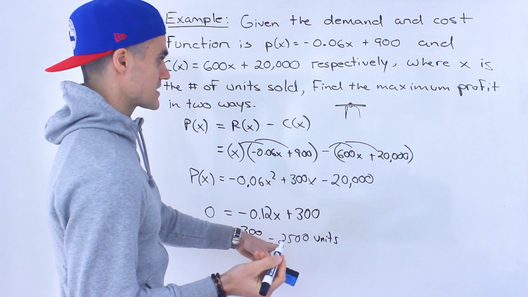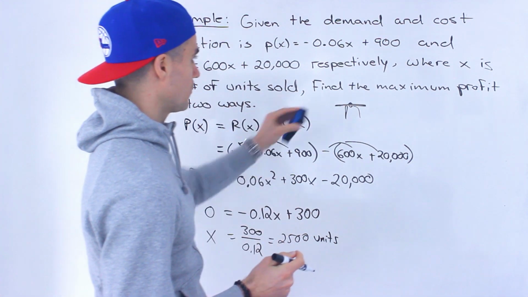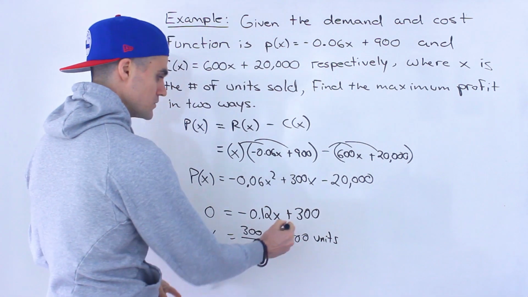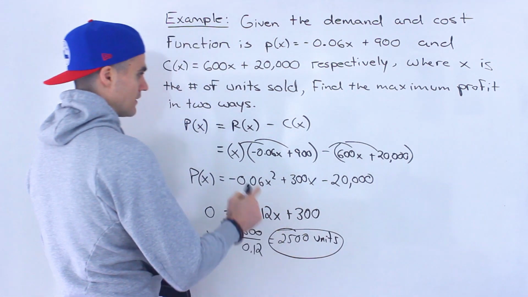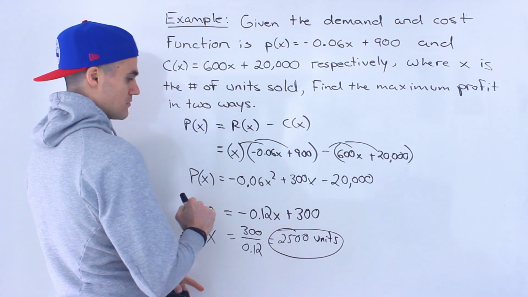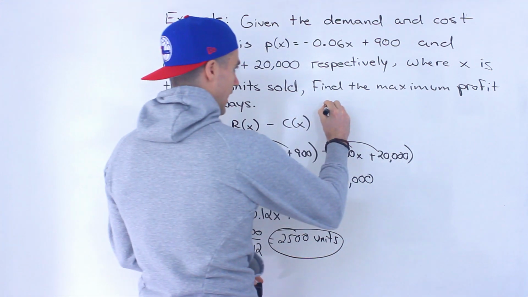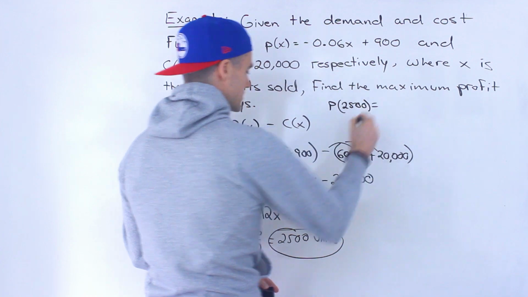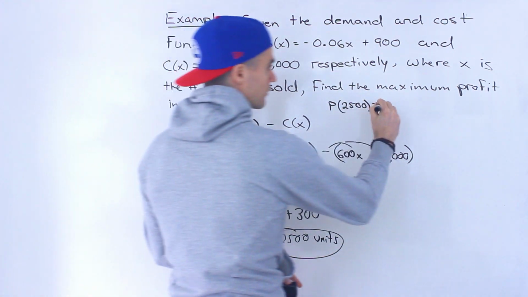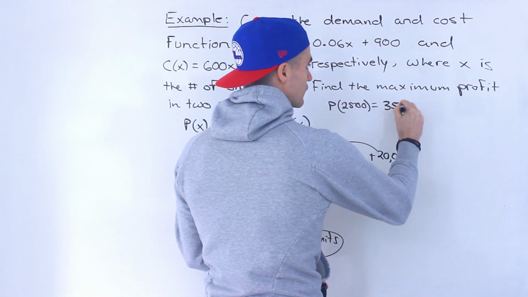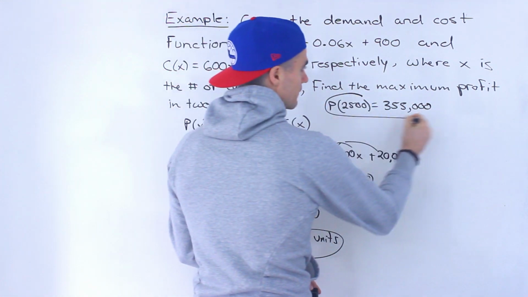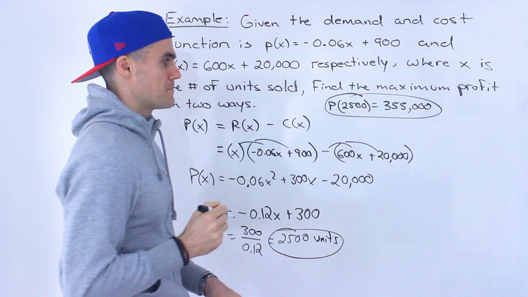But notice they're not asking for the number of units sold when there's a maximum profit. They're asking what the actual profit is. So what you would do is you would just take this value and plug it into the profit function. And when you do that, just be careful with your brackets and all, you'd end up getting 355,000. And so that there ends up being the maximum profit.